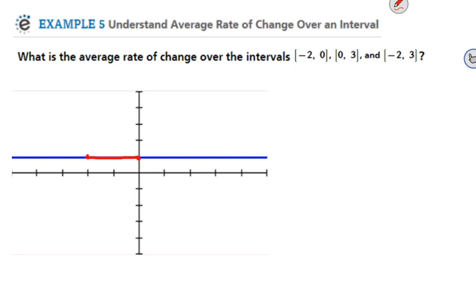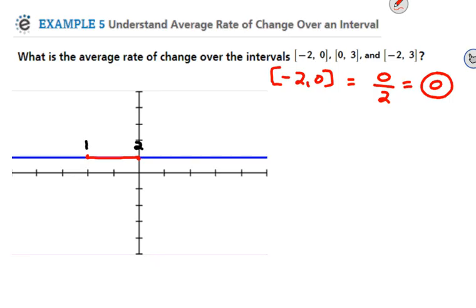Now let's look for the rise over the run. If we start from the point on the left and read the graph from left to right, what is the rise from point 1 to point 2? It's 0, right? We haven't gone up or down. So in this case, over the interval -2 to 0, the rise is 0. The run is 2 because we're moving 2 units to the right. But regardless of what the run is, 0 divided by any number is still going to be 0. So there's our average rate of change.